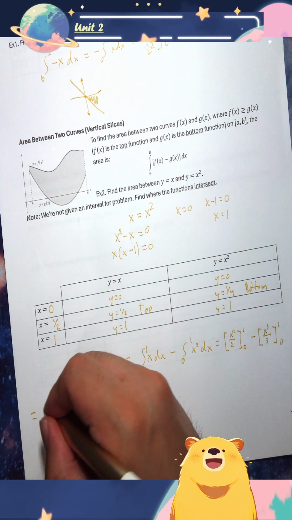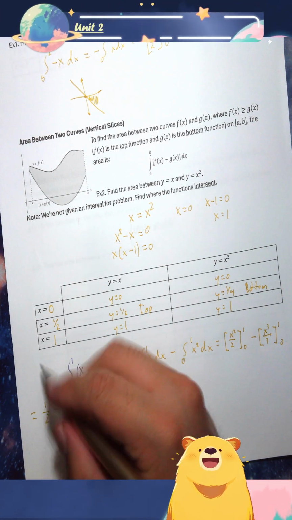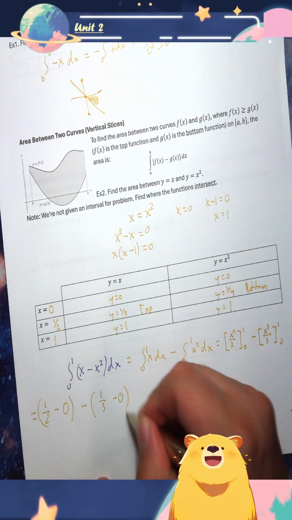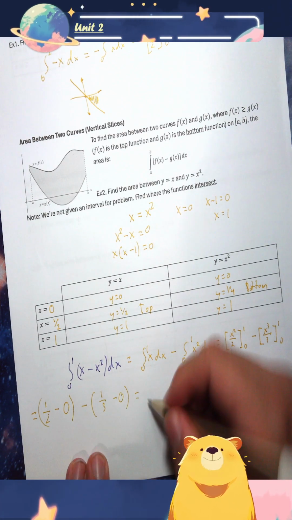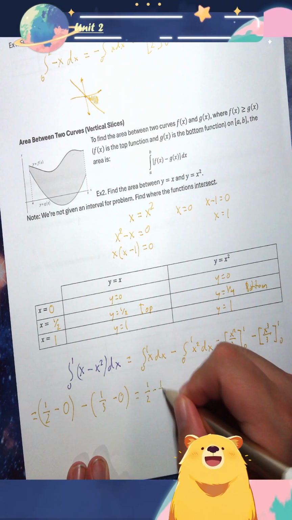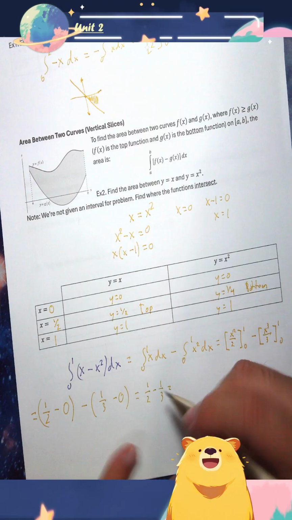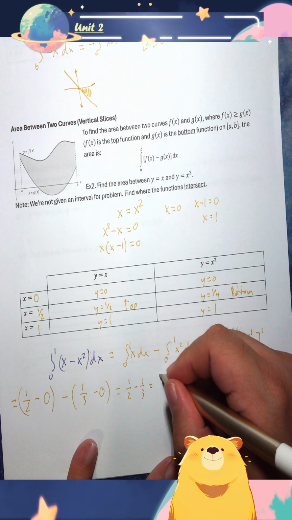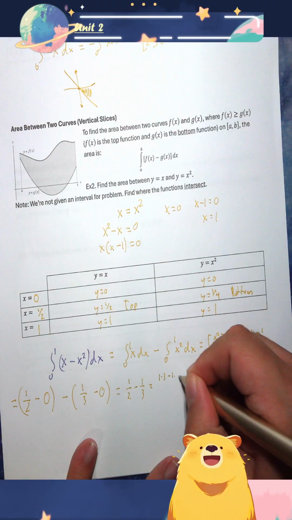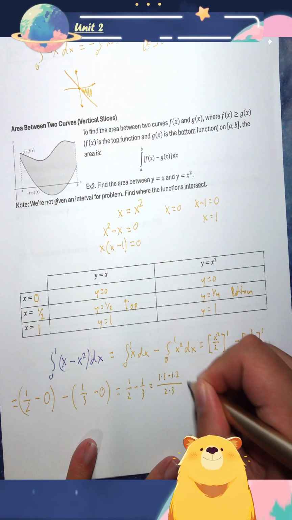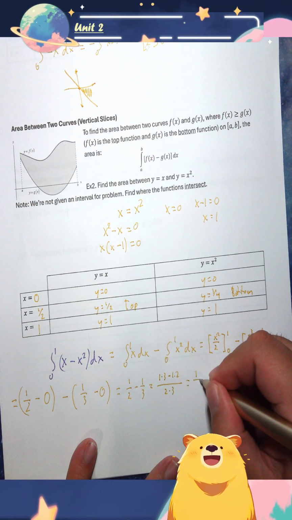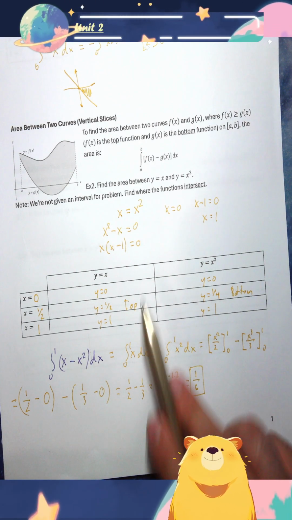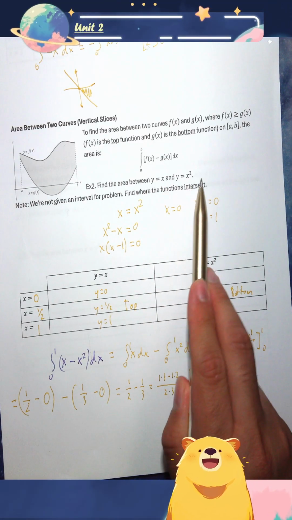Plugging that one in first, we get 1 over 2 minus 0, and then minus 1 over 3 minus 0. Getting rid of the minus zeros and simplifying the negative, we have 1 over 2 minus 1 over 3. That's a butterfly addition subtraction problem. So 1 times 3 minus 1 times 2 over 2 times 3 becomes 1 over 6. And that's going to be the area in between x and x squared.